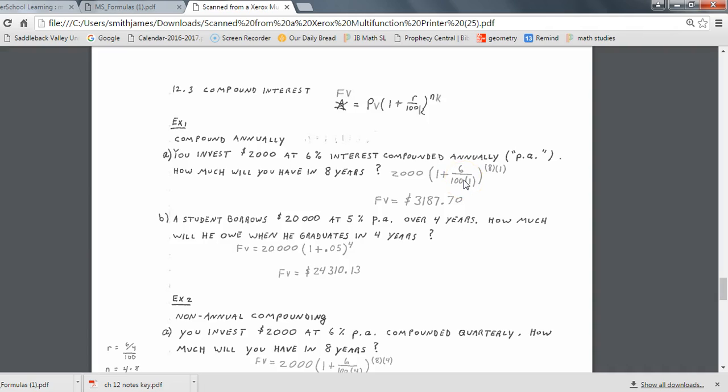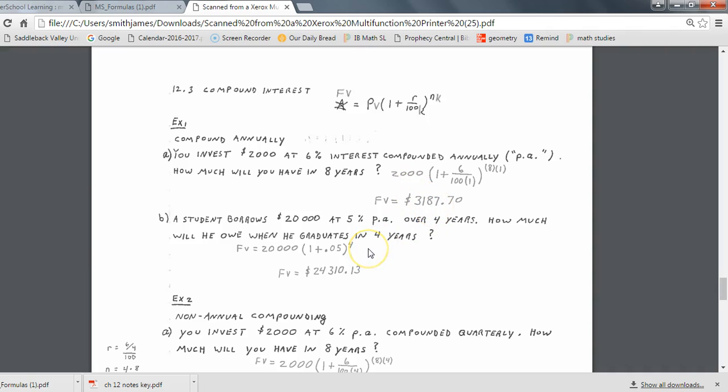Hit enter. Then add 1. Hit enter. Then raise that answer to the 8th power and hit enter. And then multiply by 2,000, and then that should give you this answer.